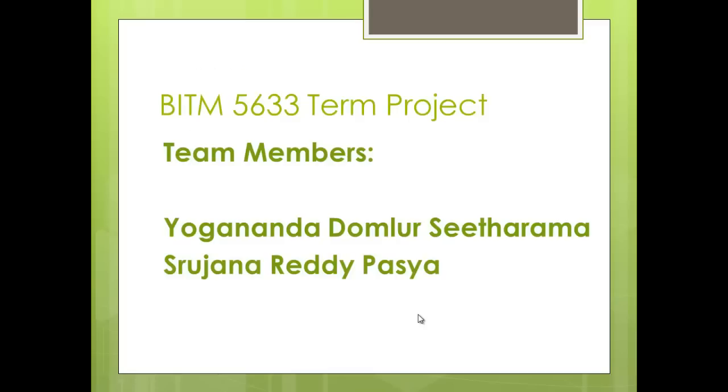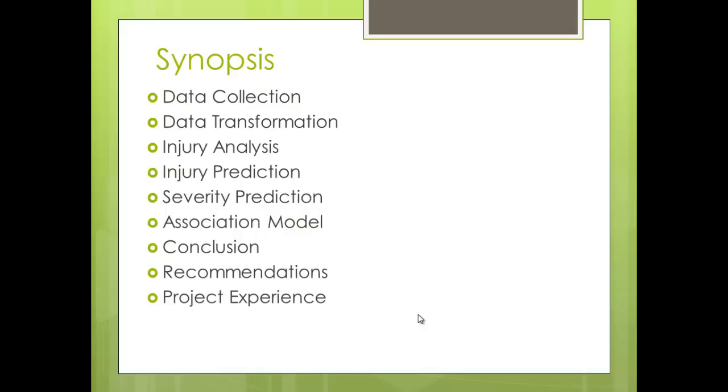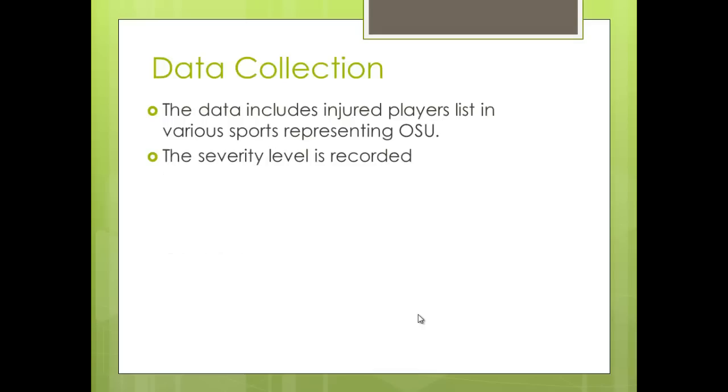I'm teamed up with Srijana Reddy, and our project deals with analyzing injury rates of various players at Oklahoma State University and draws out a few conclusions. Here is a synopsis of our project. The first part would be about the data collection and the data transformation which is happening in the project. The second part would be our visualization, that is nothing but injury analysis and the injury prediction. The third part would be about the prediction and the modeling type, that is severity prediction and the association model. The final part would be about the conclusion, recommendations, and the project experience.